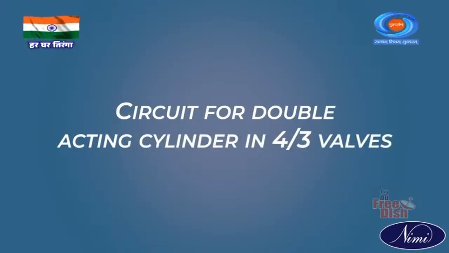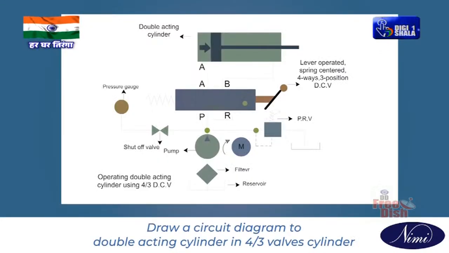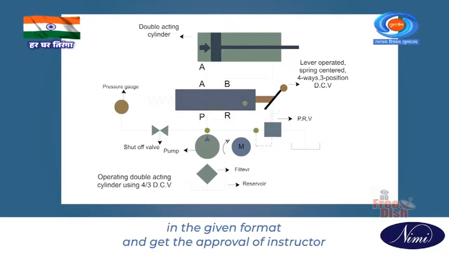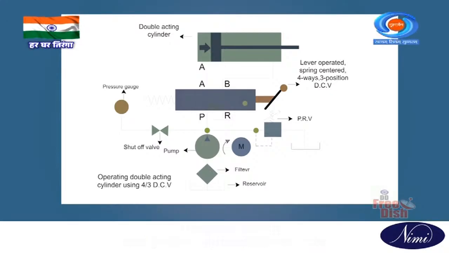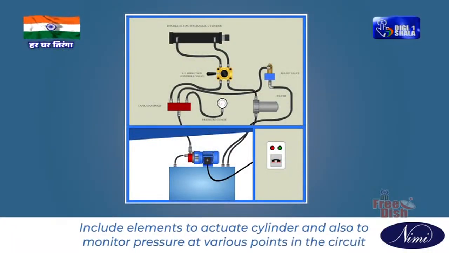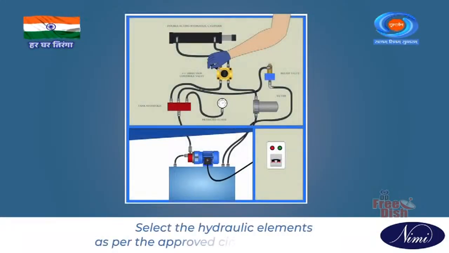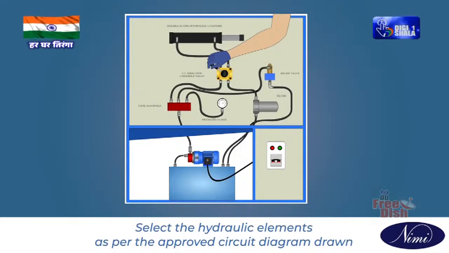Circuit for double acting cylinder in 4x3 valves. Step 1. Draw a circuit diagram of a double acting cylinder in 4x3 valve in the given format and get the approval of instructor. Step 2. Include elements to actuate cylinder and also to monitor pressure at various points in the circuit. Step 3. Select the hydraulic elements as per the approved circuit diagram drawn.